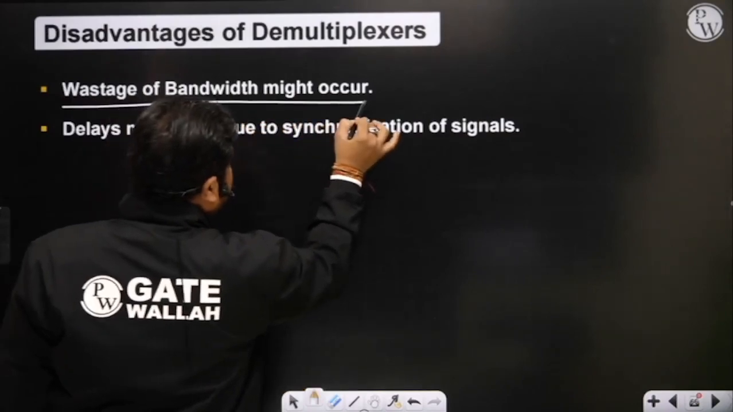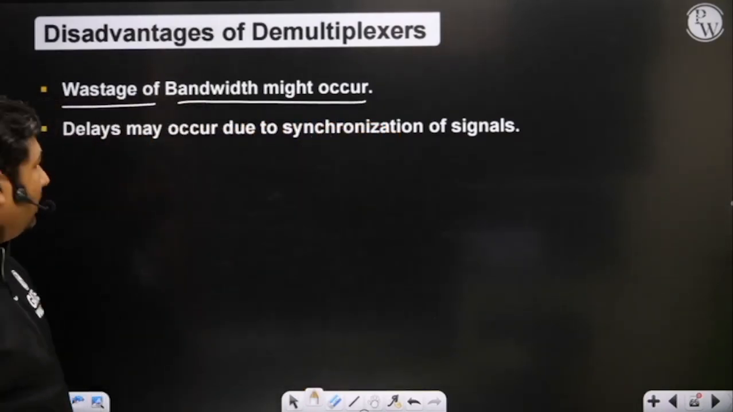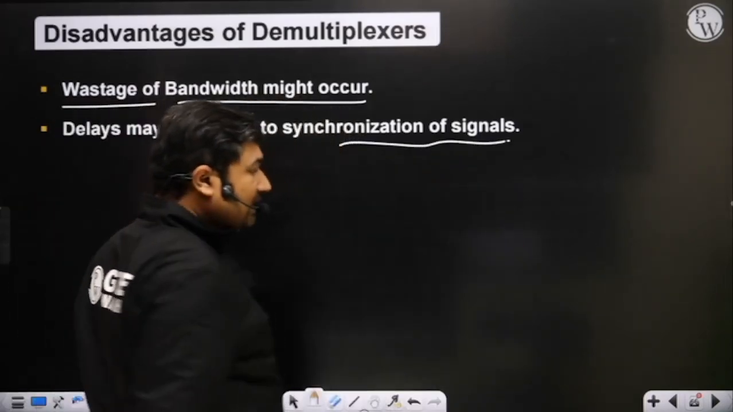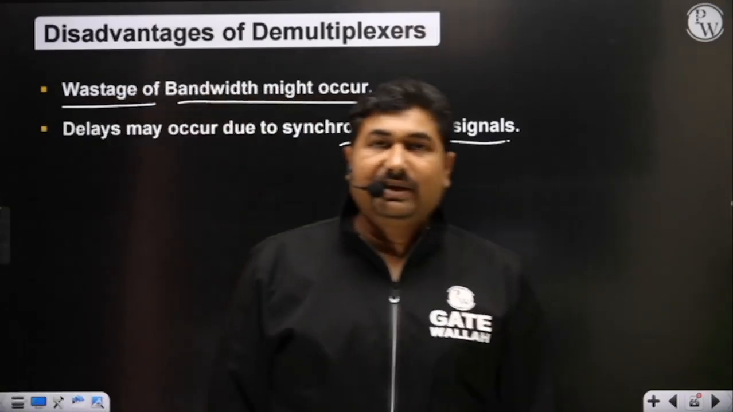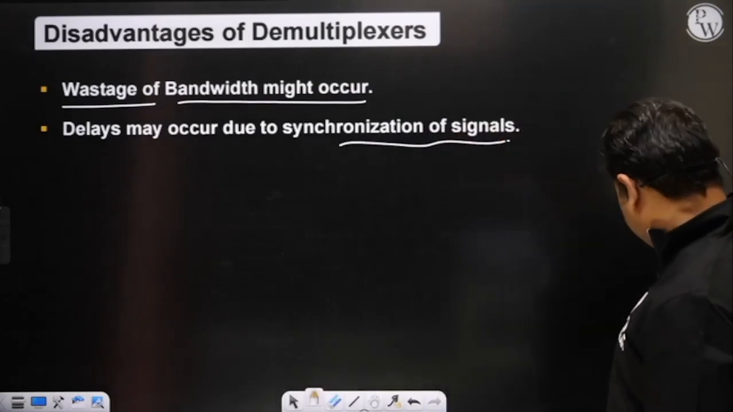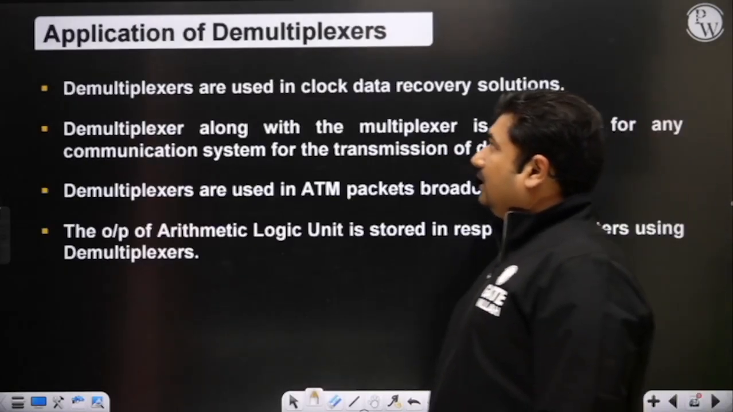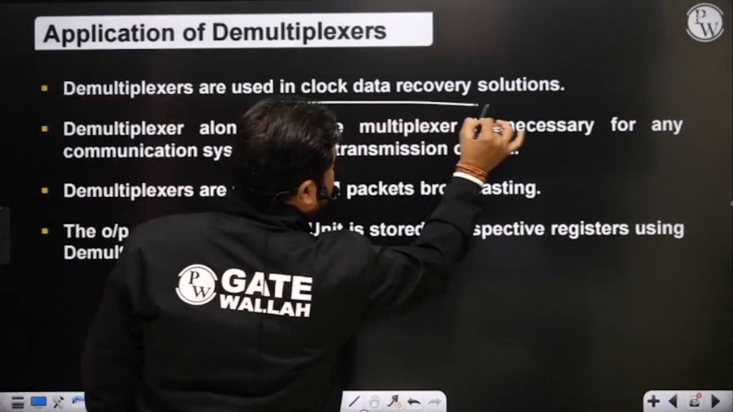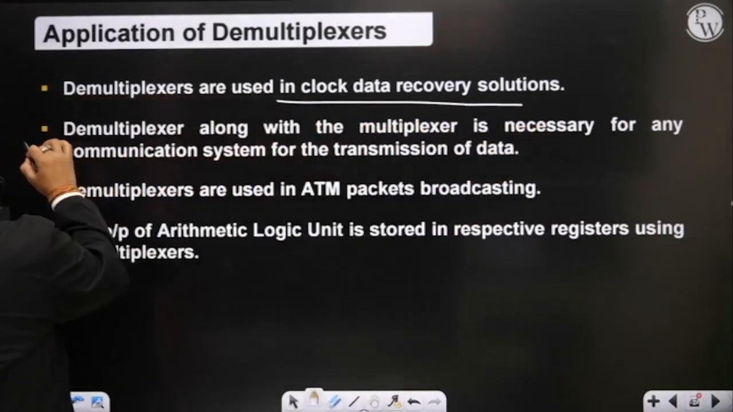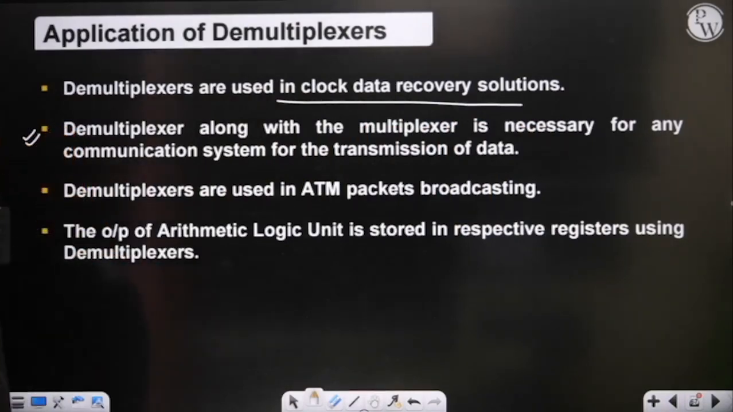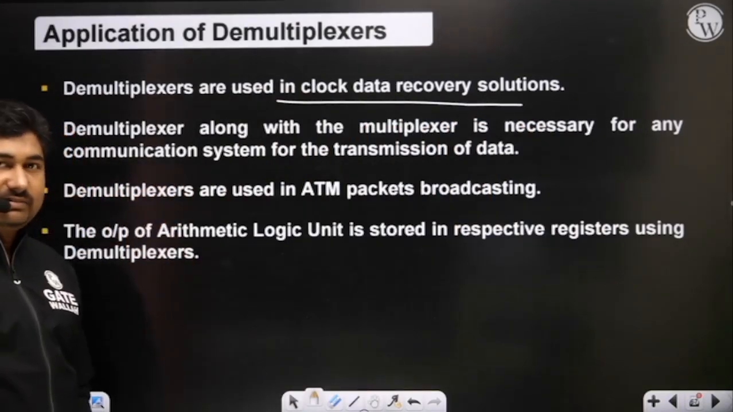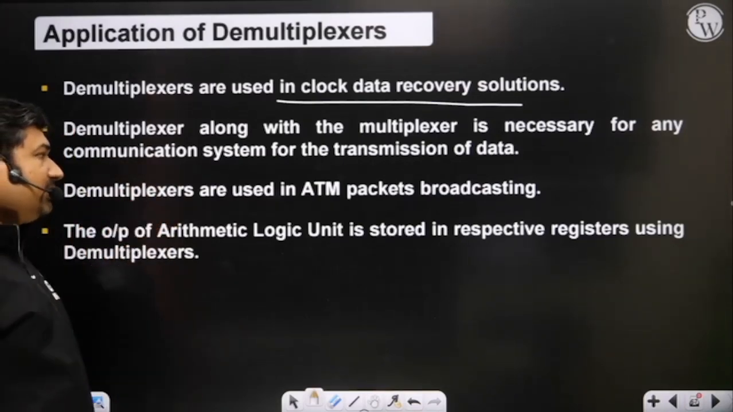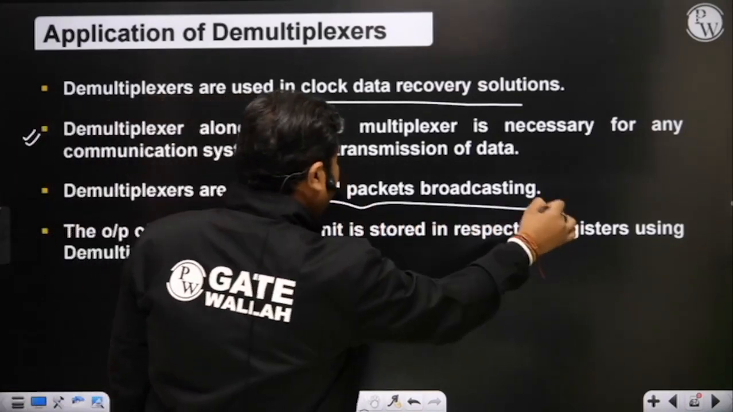Wastage of bandwidth might occur, and delays may occur due to synchronization of the signals. So there may be a possibility of delay and wastage of bandwidth. Applications of the demultiplexer: demultiplexers are used in clock recovery solutions. Demultiplexers along with multiplexers are necessary for any communication system for the transmission of data. Demultiplexers are used in ATM packet broadcasting.